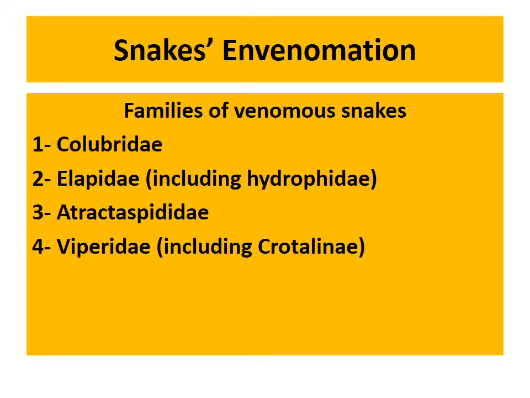According to the reference we rely on, the poisonous snake families are divided into four main families: Colubridae, Elapidae and its subfamily Hydrophiidae, which is classified as a separate family in other references, Atractaspididae, and Viperidae and its subfamily Crotalinae, which is also classified as a separate family in other references.